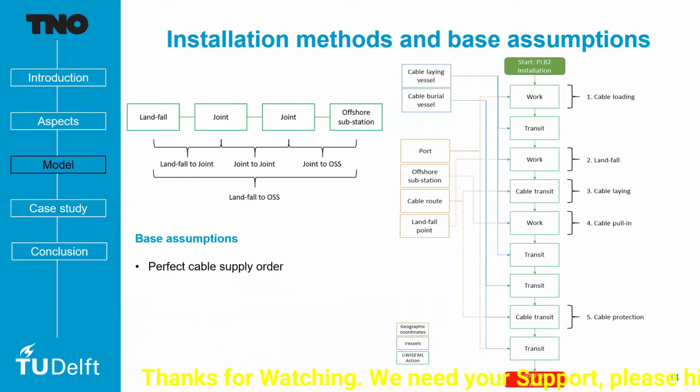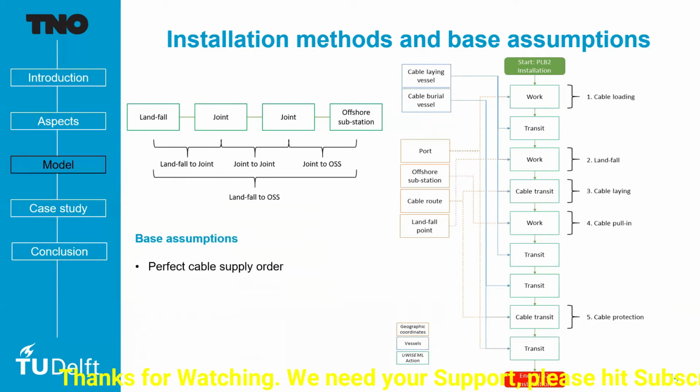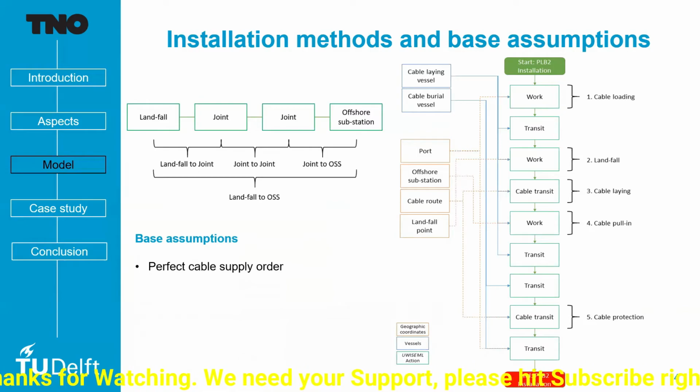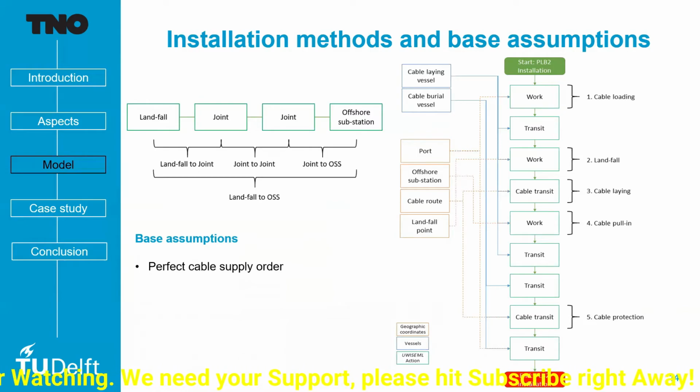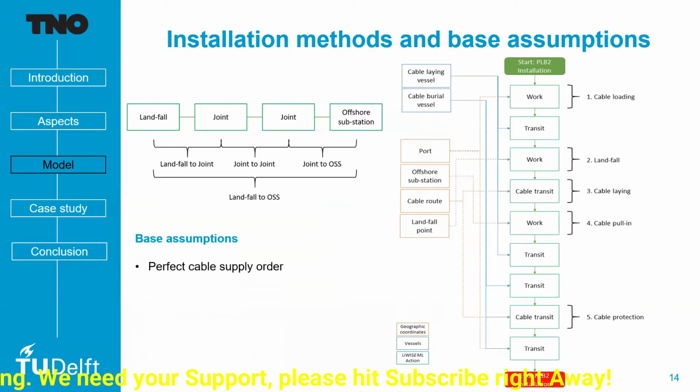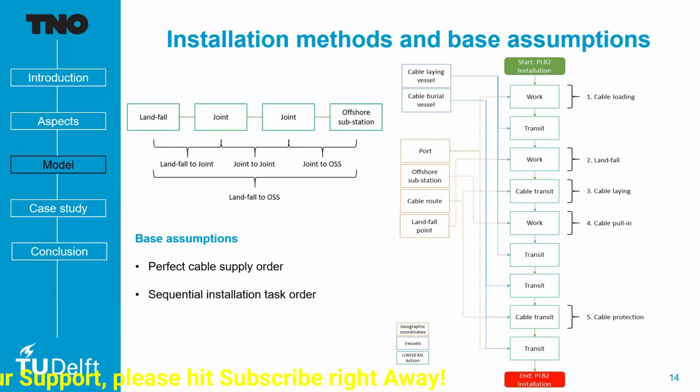The base assumptions are, first, that the supply order of the cables is perfect. This is something that is very difficult to capture in the model. If you assume a perfect supply order, then you can assume the rest of the processes are going according to plan. Another assumption is sequential installation task order. Typically when you install cables, it's not necessary that you will do everything one after the other. Some tasks can be done simultaneously. However, the model for now is quite limited, and the assumption will be a sequential installation task order. So one task finishes and then the other task takes place.